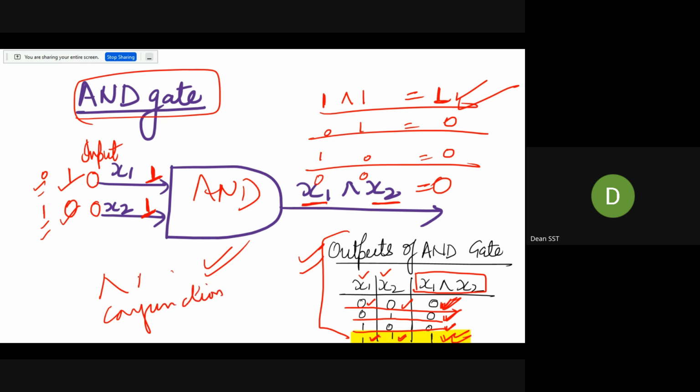Conjunction is also known as AND, and it is represented with the help of the AND gate like this. Here we have two input lines and one output.